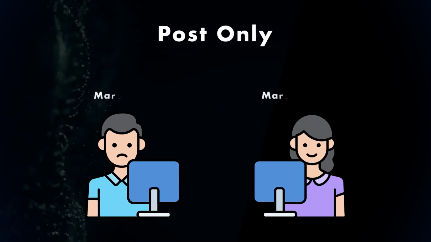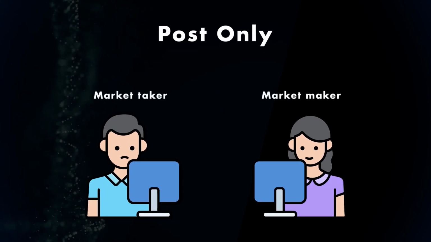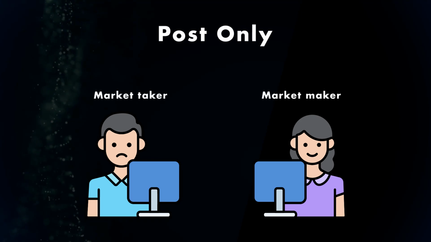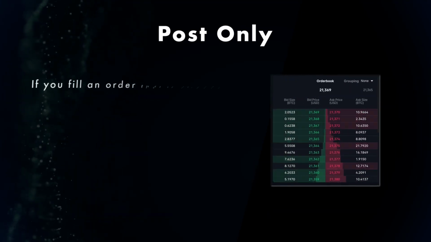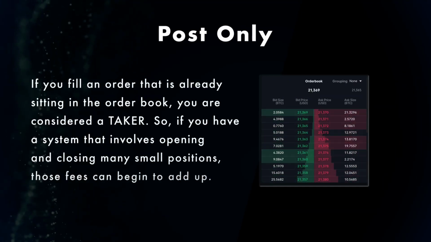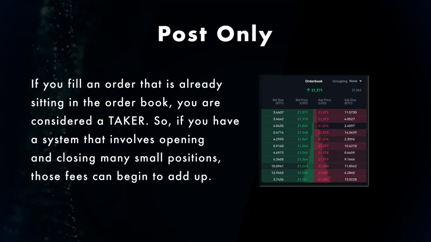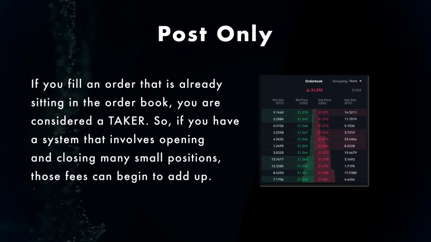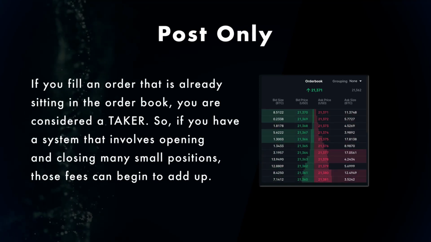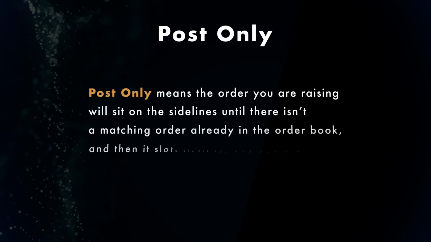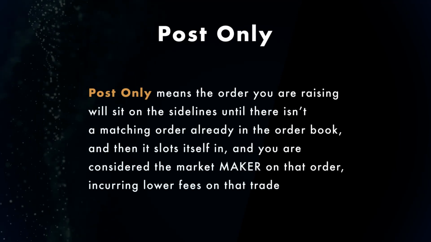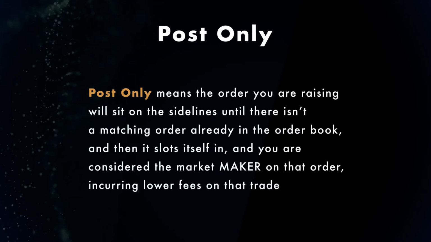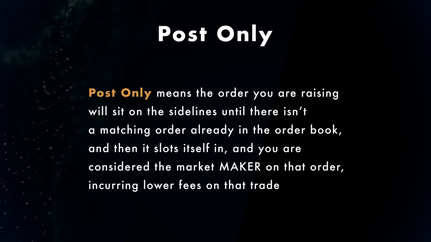Number 6, post only. When we are trading, there are fees involved. These fees are lower if you're a market maker rather than a market taker. If you fill an order that is already sitting in the order book, you are considered a taker. So if you have a system that involves opening and closing many small positions, those fees can begin to add up. This is where post-only orders come in. It means the order you are raising will sit on the sidelines until there isn't a matching order already in the order book.